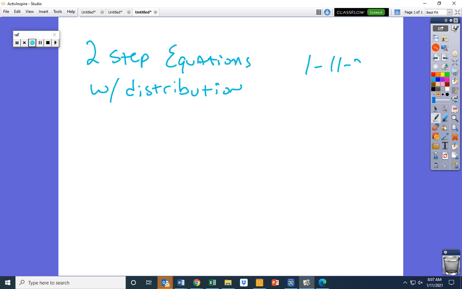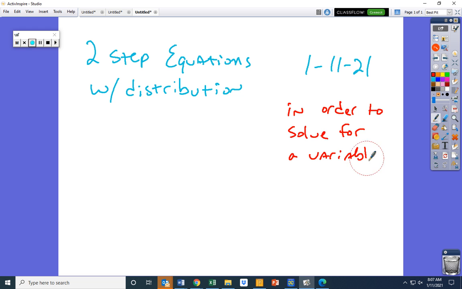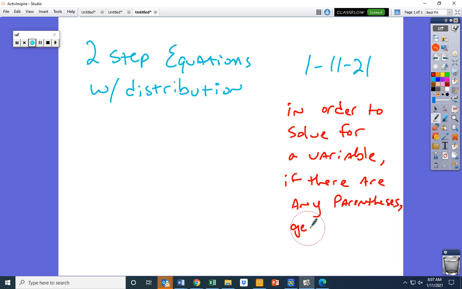Okay? So first thing you've got to remember, in order to solve for a variable, if there are any parentheses, get rid of them. Okay, and the way we're going to get rid of them is by using the distributive property.